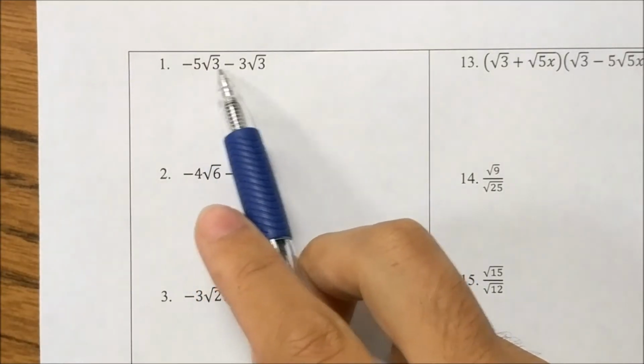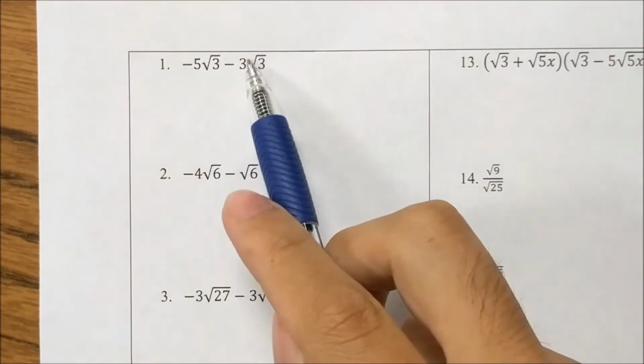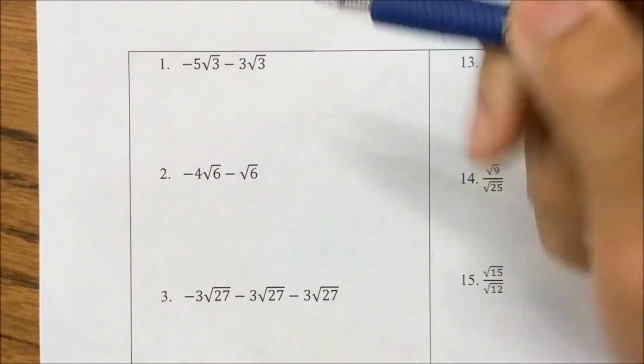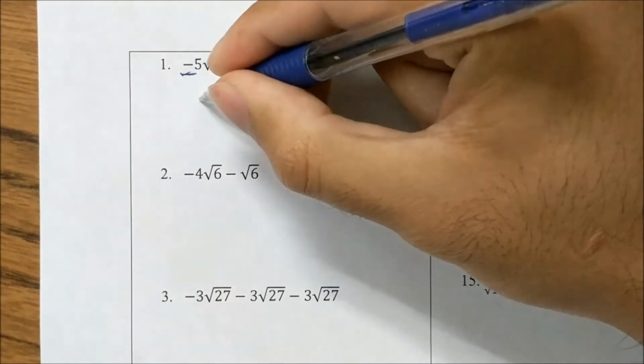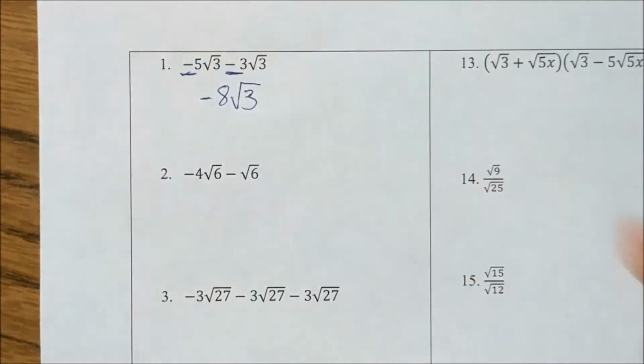Okay, so to subtract radicals, we need both the index and the radicand to match. And since they do, we just do the coefficients. -5 minus 3 is -8. Keep the radicand the same.